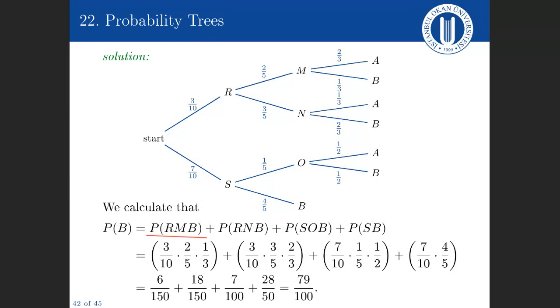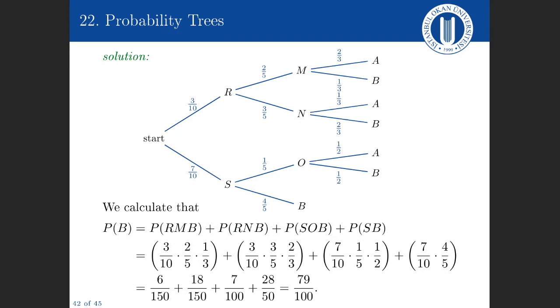Probability of RMB, 3 over 10 multiplied by 2 over 5 multiplied by 1 over 3. Next, the probability of RNB, 3 over 10 multiplied by 3 over 5 multiplied by 2 over 3. The probability of SNB, 7 over 10, 1 over 5, 1 over 2.